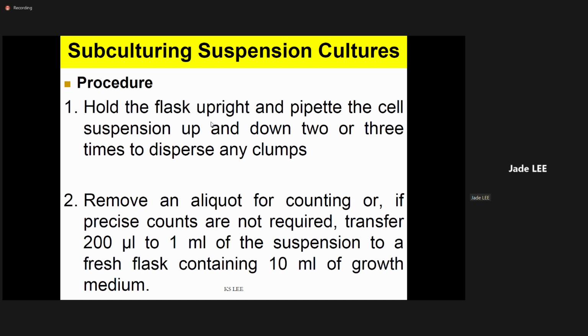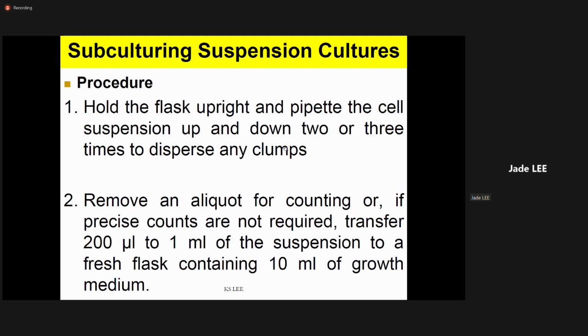And after that, you remove an aliquot for counting, or if precise counts are not required, you just transfer approximately 200 microliter to 1 milliliter of the suspension to a fresh flask containing 10 milliliters of the growth medium, and then you keep on subculturing them.